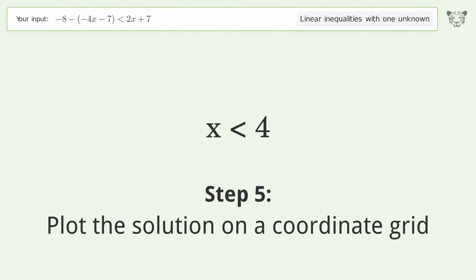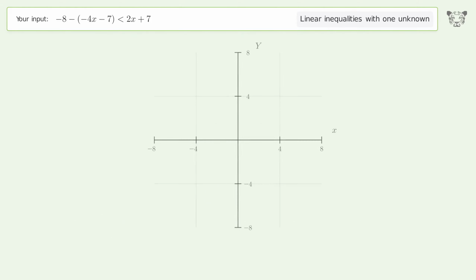Plot the solution on a coordinate grid. And so the final result is x smaller than 4.